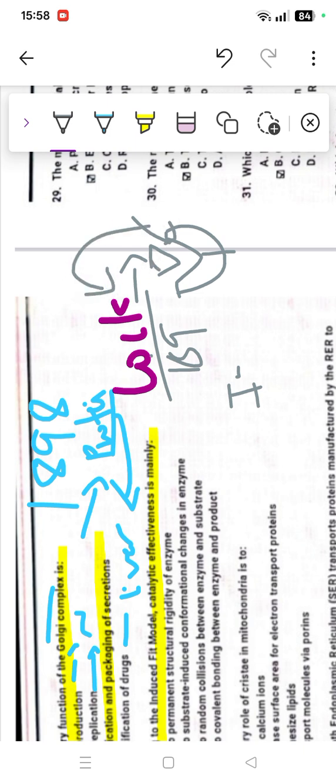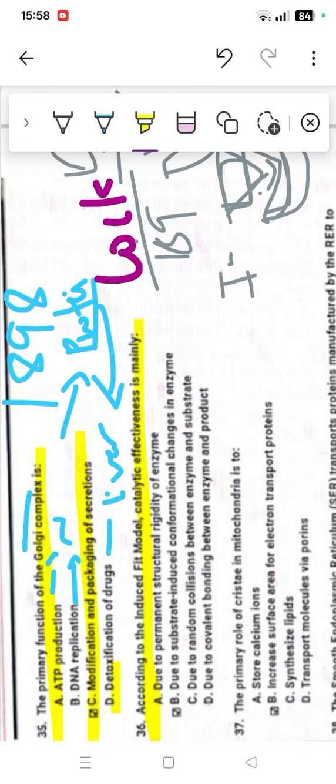But the induced fit model was different. They said if this is a substrate, and we do not have an enzyme particularly for this shape, for suppose we have this kind of shape, it could still be fitted by changing its position. Now this will change like this, or this could change into this position. So they say the enzyme shape can be changed, not this shape, but the enzyme shape. So here B is the right option: due to substrate induced conformation change in enzymes.